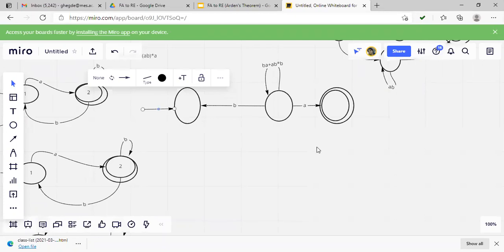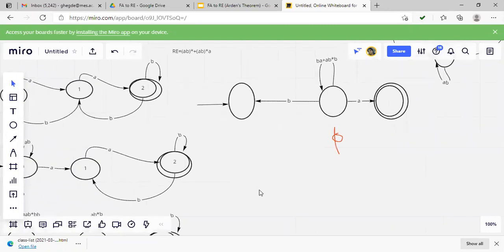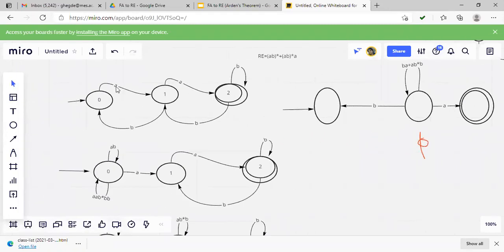Yes, Preeti. No RE is possible since we can't go from start to final. Very good. So no RE will be there. What is the RE? RE is null. It is not even epsilon. It is null. Right? So, because of this, the answer for this question is what we do.